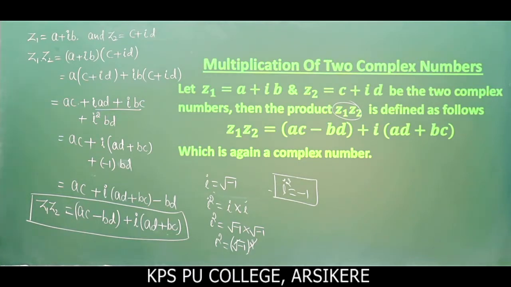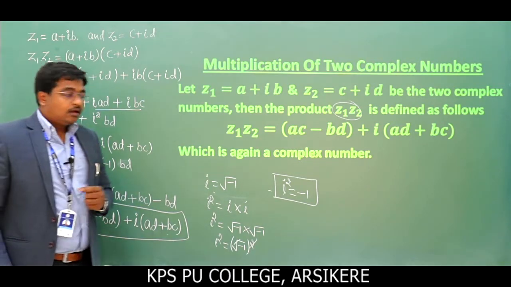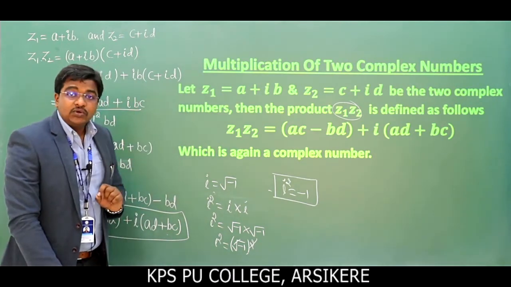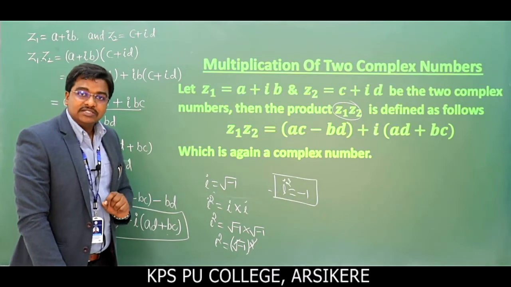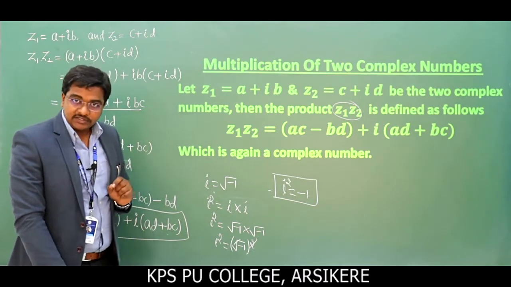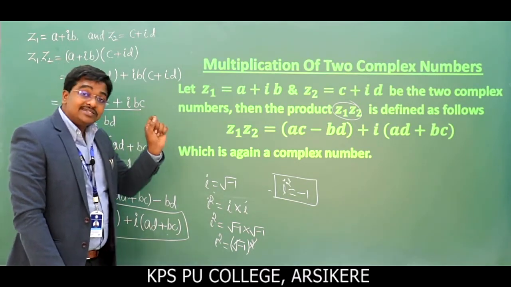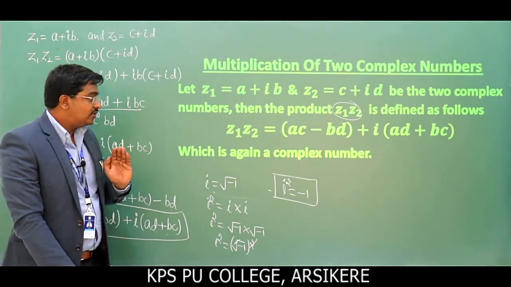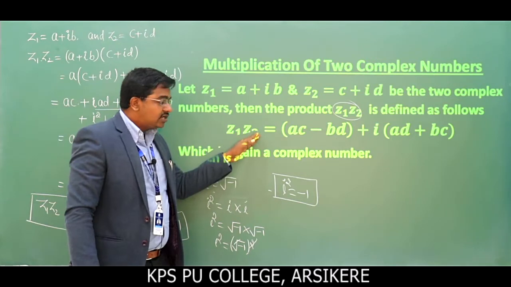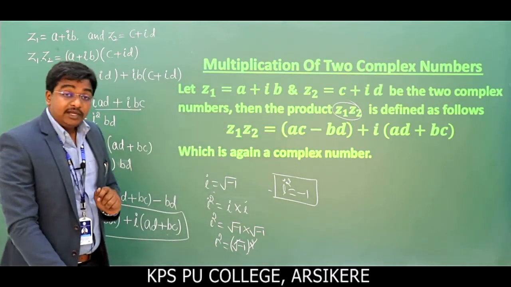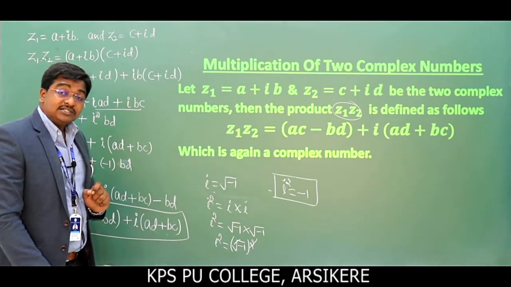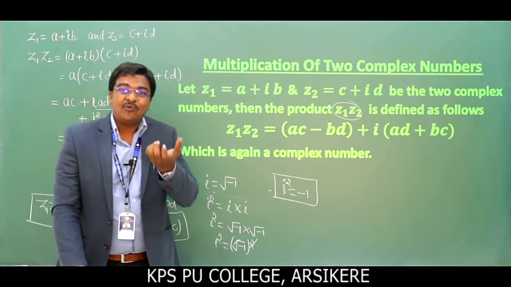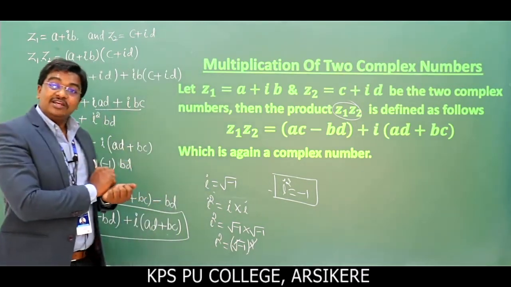Okay. Now dear students, I will explain again the same thing. Let Z1 is equal to A plus iB and Z2 is equal to C plus iD be the two complex numbers. Then their product Z1 into Z2 is defined as AC minus BD plus i times (AD plus BC), which is again a complex number, because the product of two complex numbers is again a complex number.